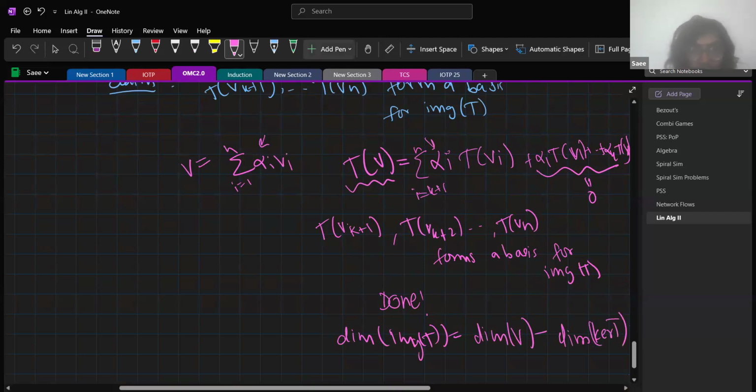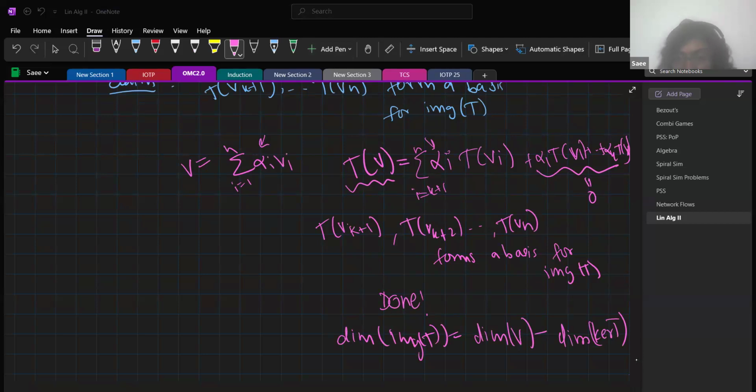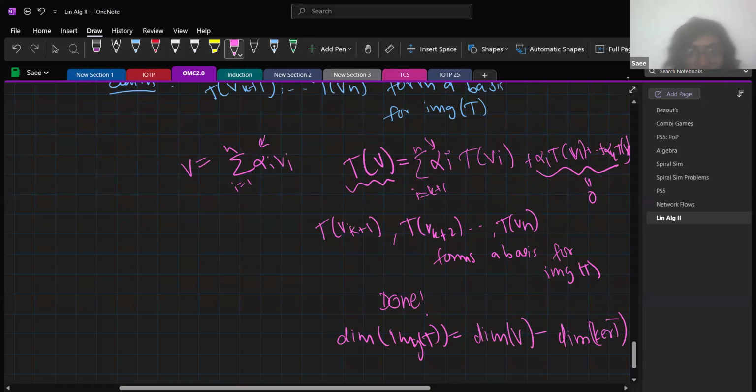Quite neat. Okay, I am not following the chat for the past few minutes. It doesn't look like there's some interesting discussion about infinite dimensional vector spaces.